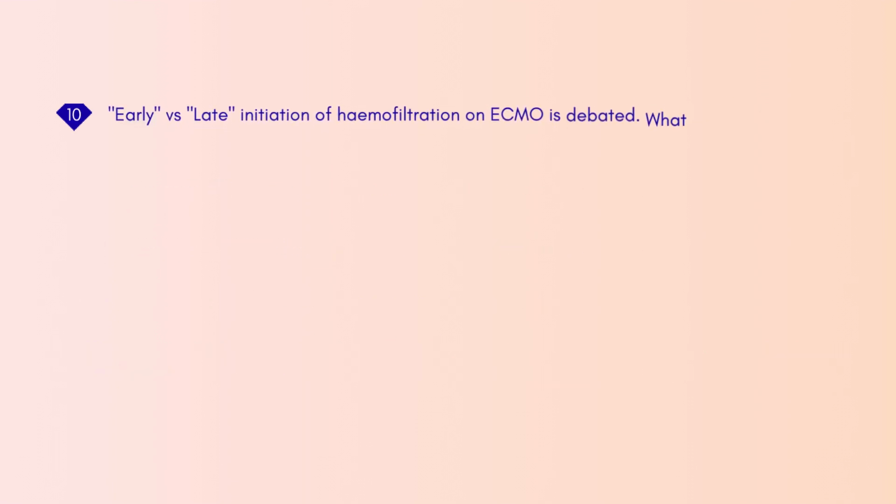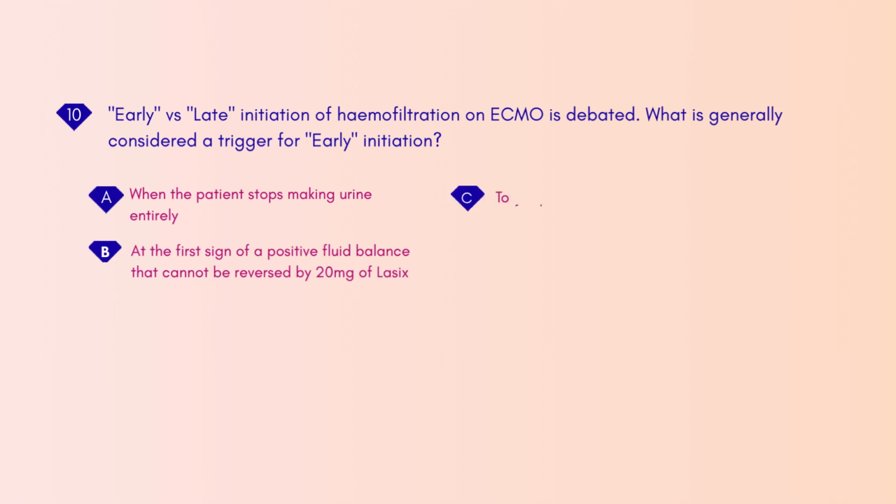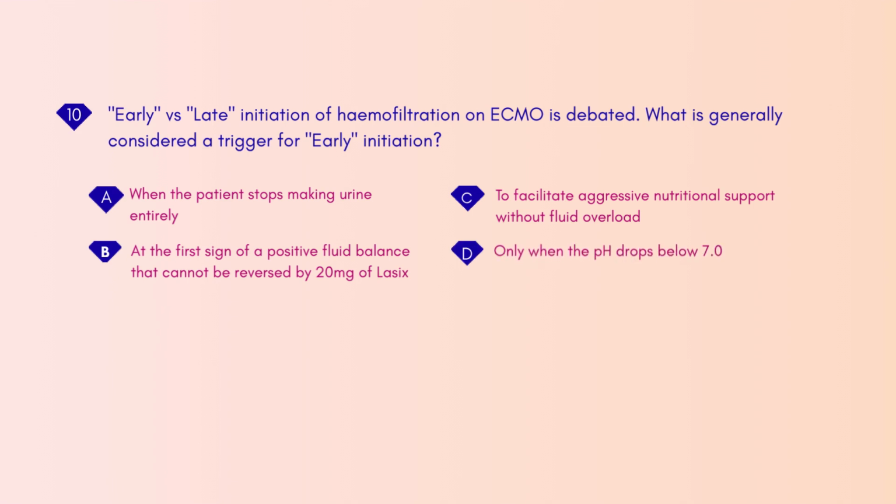Early versus late initiation of hemofiltration on ECMO is debated. What is generally considered a trigger for early initiation? A. When the patient stops making urine entirely. B. At the first sign of a positive fluid balance that cannot be reversed by 20 mg of Lasix. C. To facilitate aggressive nutritional support without fluid overload. D. Only when the pH drops below 7.0. Answer: C. To facilitate aggressive nutritional support without fluid overload.